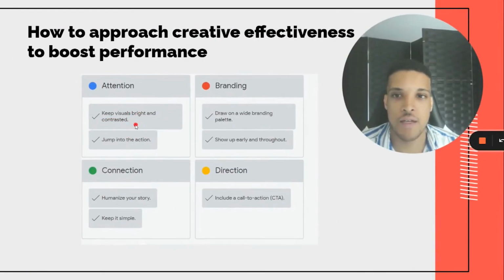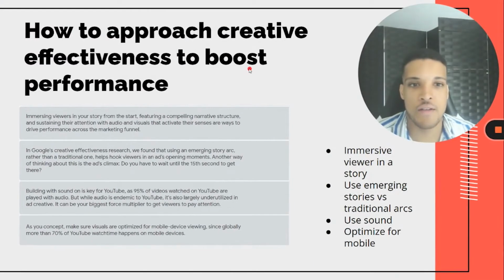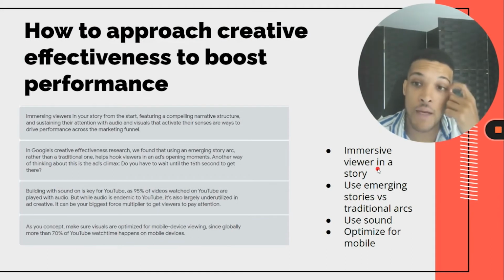So attention was keep bright visuals contrasted, jump right to the action. Branding, have a lot of different branding features you can use, show up quick, early. Connection, you can humanize the story, make sure it's simple so you're not doing a bunch of different messaging because people can't connect with that, and then have a call to action at the end. So to improve your creative effectiveness and boost performance, you want to have that immersive story, focus on the traditional arcs, use sound, and optimize for mobile.